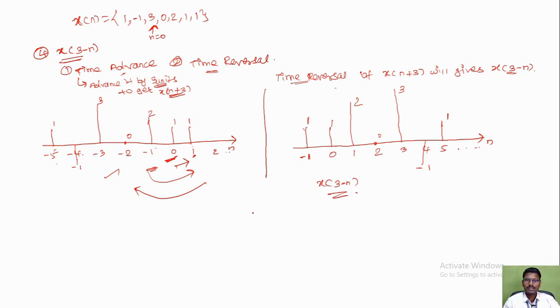So these are all the operations done on the discrete signal. We have one more operation, that is the compression operation. We will see that in the next video with the same x of n values. Thank you.